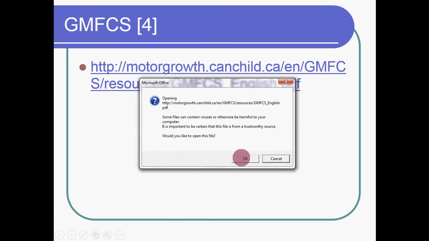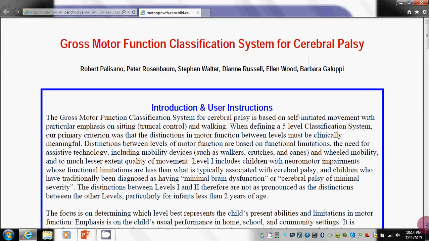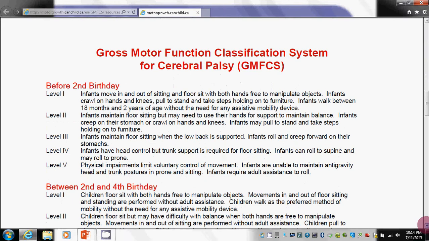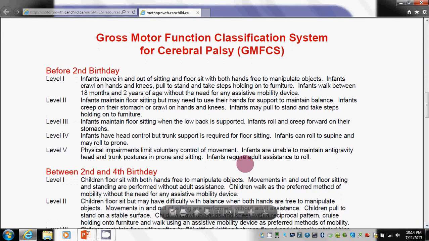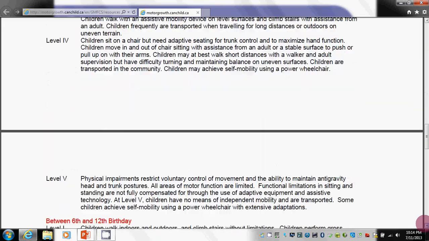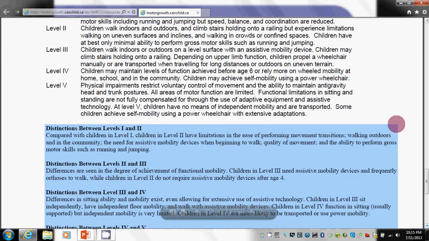Here is a descriptor of the gross motor functional classification system for cerebral palsy. You can see that it is broken out by ages. So here is the 0 to 2, children between the ages of 2 and 4, between the ages of 4 and 6, and between the ages of 6 and 12, as we just went over.